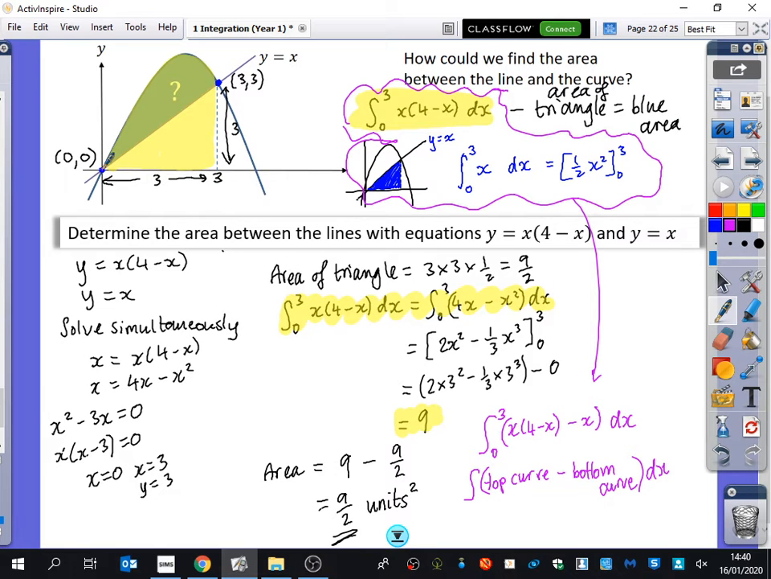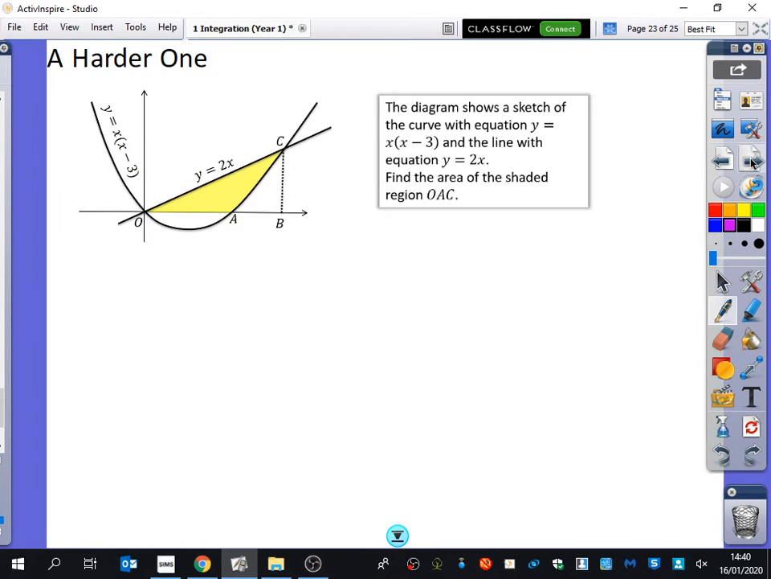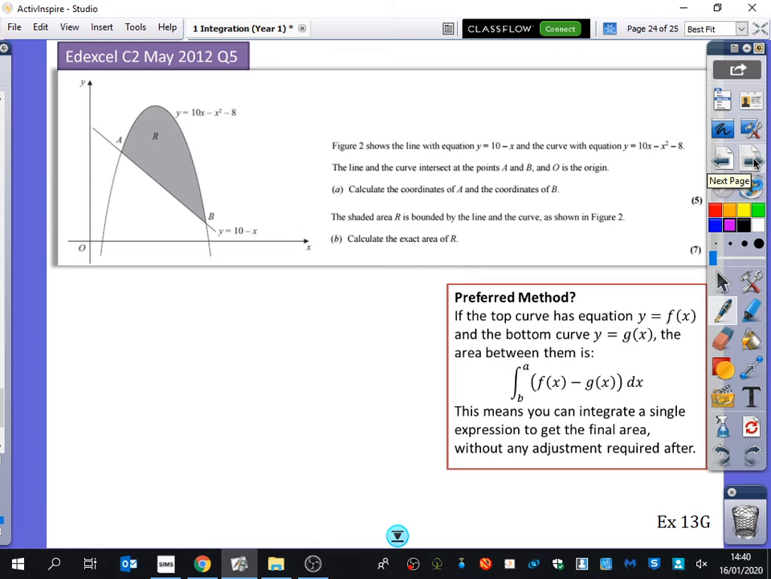I know I've made this board a little bit messy here, but the note about the bottom curve and the top curve is written on the last page of your notes. You may like to put a star that says look on the last page of the notes if you want to see this. So if the top curve has equation y equals f of x, and the bottom curve is y equals g of x, the area between them is the integral of f of x minus g of x, from a to b, where a and b are the intersections.